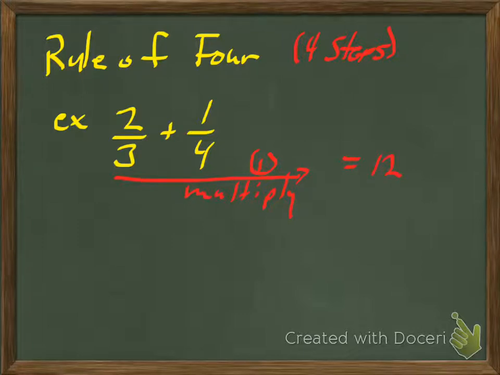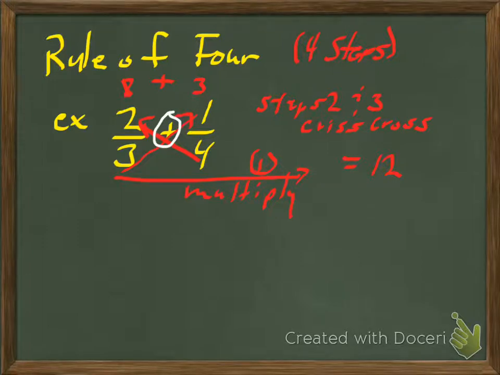Now steps 2 and 3 are a little different. What we're going to do for those is a crisscross. Just like when we were comparing fractions, we're going to start at the bottom. 3 times 1 is going to give me 3, and 4 times 2 is going to give me 8. So that's steps 2 and 3. Then I add those 2 things together, and I'm adding them precisely because right here I had a plus. So add 8 plus 3, and that gives me 11/12. That is my answer by the rule of 4, 11/12. I like the rule of 4.